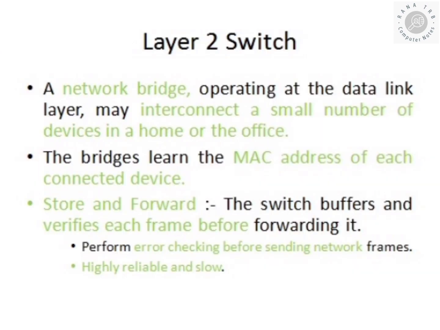Now, layer 2 of the switch, that is in the data link layer, the network bridge, that is the switch, will interconnect a small number of devices in a home or an office. Here, it will find the MAC address of each connected device. Why is it finding the MAC address? It will perform a function called store and forward. That is, it will first store the frames in the switch buffer and verify each frame before forwarding it. So it will perform error checking before forwarding the frame to the network, and it is highly reliable but slow.